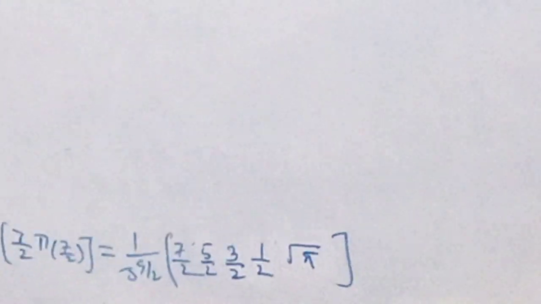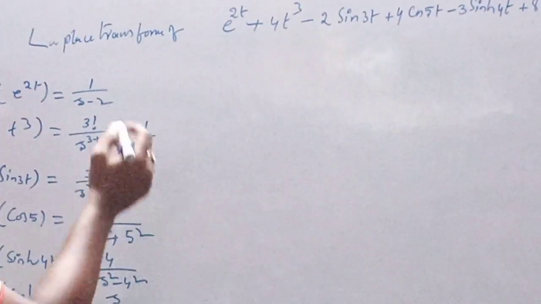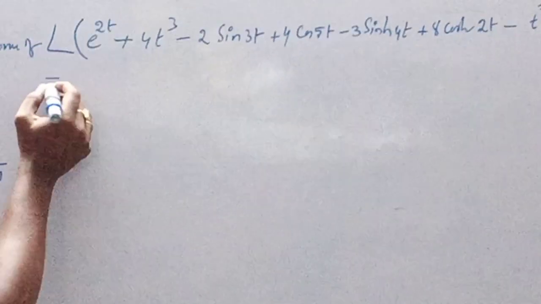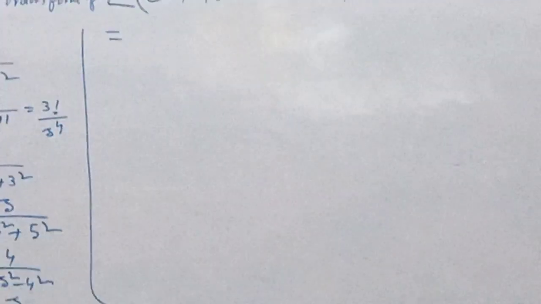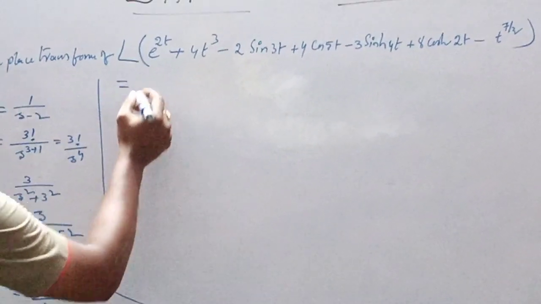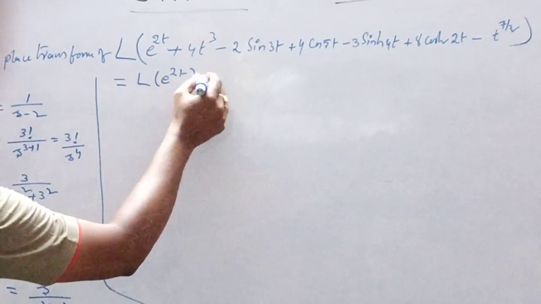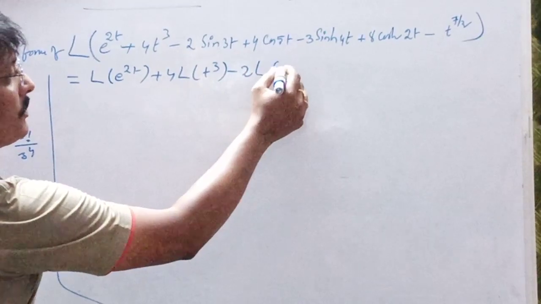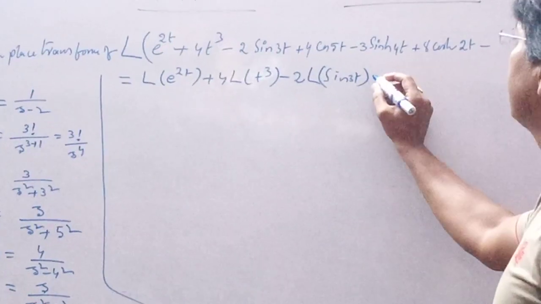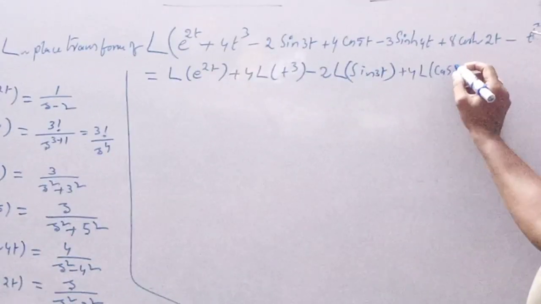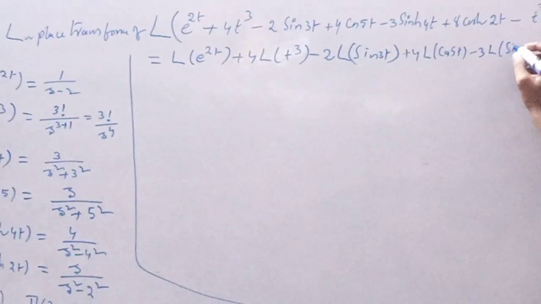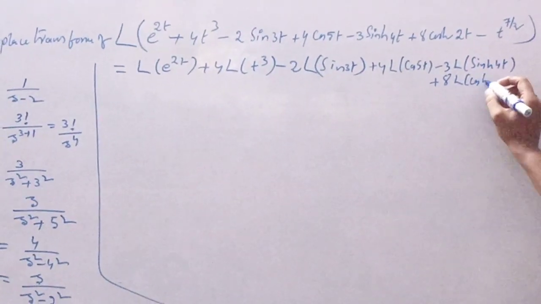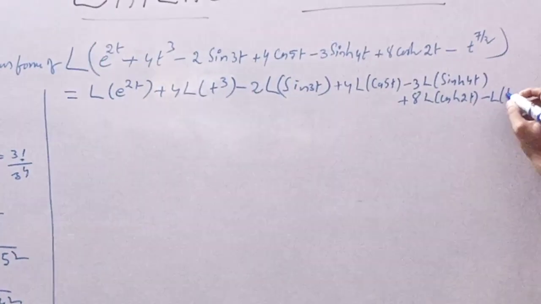Clear? So that is the Laplace transformation of each term. Now taking the Laplace transformation of the whole expression, by using the linear property it equals L of e^(2t), plus 4 times L of t^3, minus 2 times L of sin 3t, plus 4 L of cos 5t, minus 3 L of sinh 4t, plus 8 L of cosh 2t, minus L of t^(7/2).